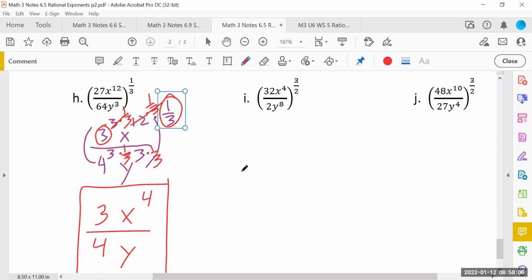The other way you could do this is to say, okay, 27 to the 1/3, it's the third root of 27, right? The third root of 27. On the bottom, the third root of 64. That would end up being 3 and 4, same thing we got before. Okay, that would be another way of doing it without the exponents, instead using radicals.